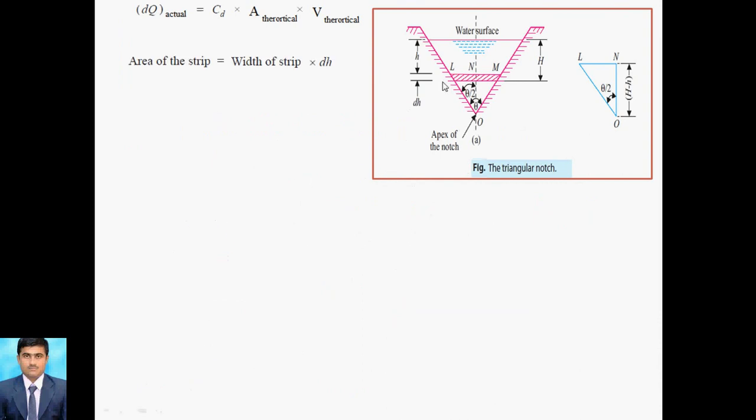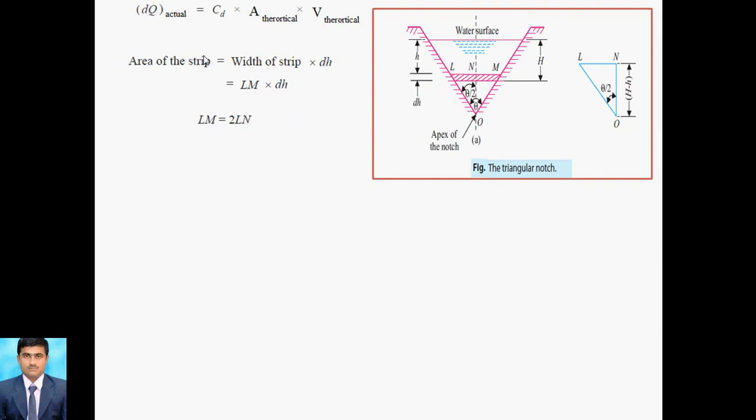So for the triangular notch, what is the width of the strip? The total width is there, so I can write LM is your width, and dh is the strip thickness. What is LM actually? LM means 2 times LN. So if you know LN, we get the value of LM.